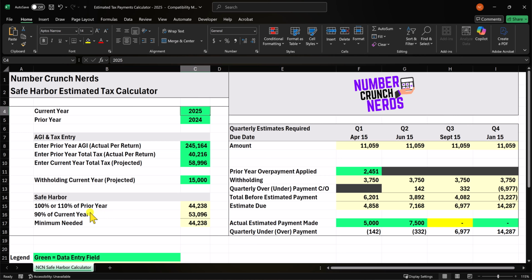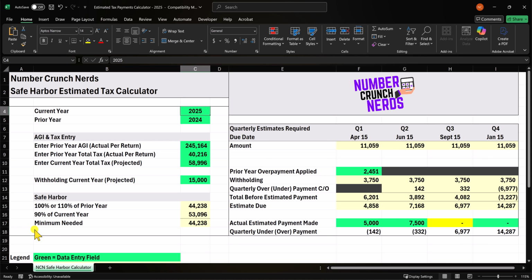$58,996. Okay, now with that in mind, safe harbor calculation number 2 is going to be 90% of the current year's projected tax. We just said this $58,996 is our projection for the current year, and therefore 90% of the current year projection is going to be $53,096.